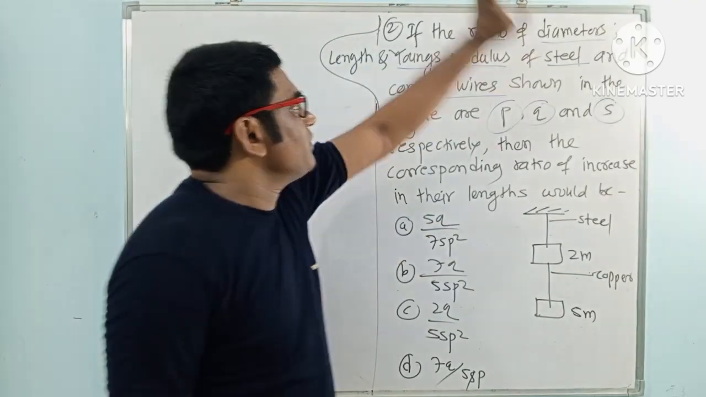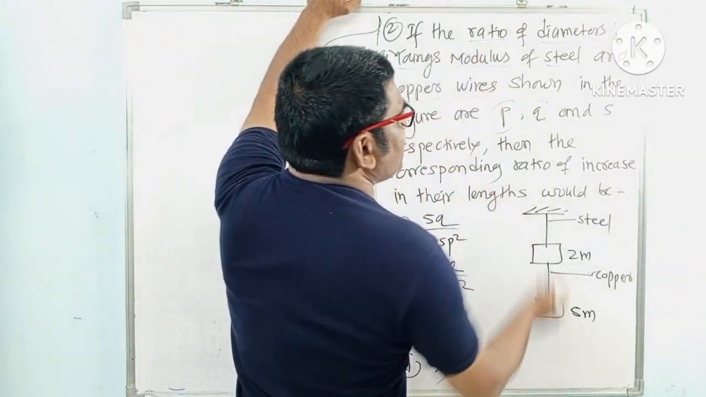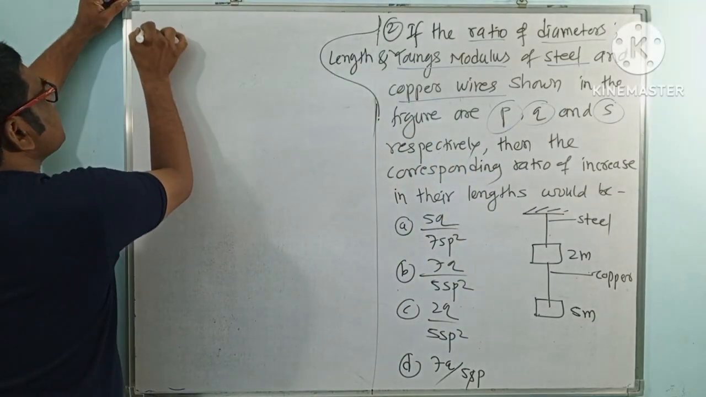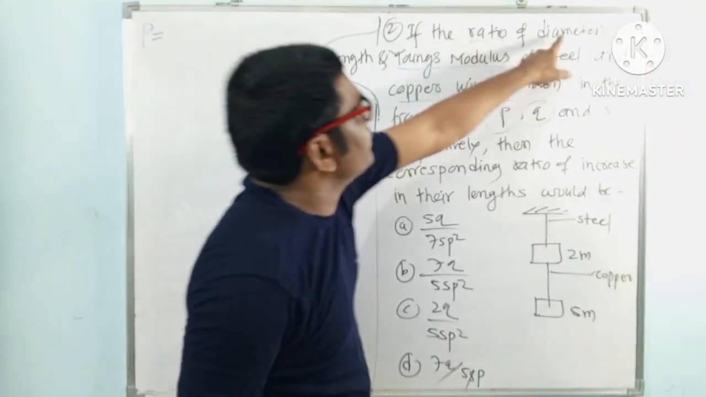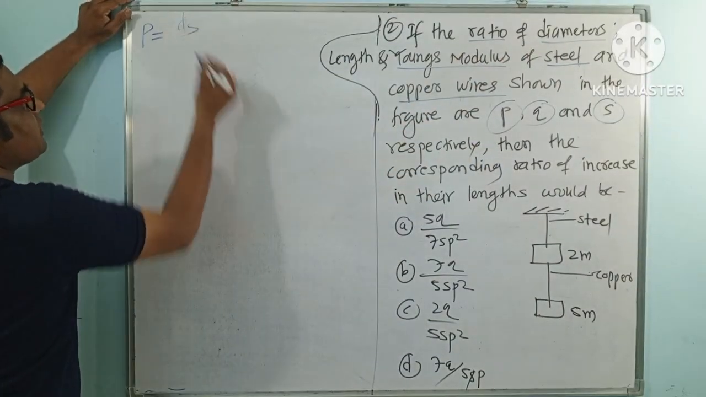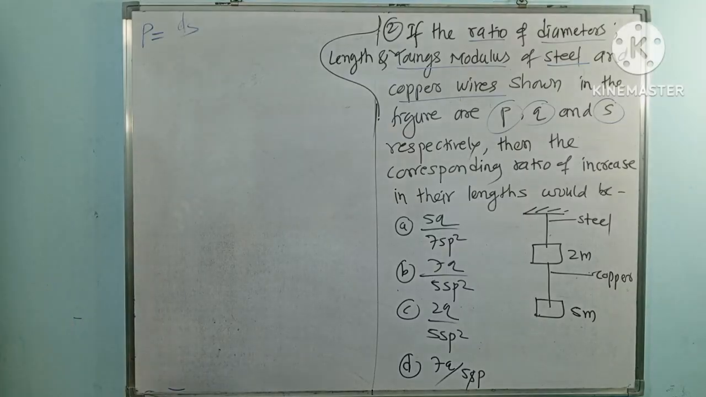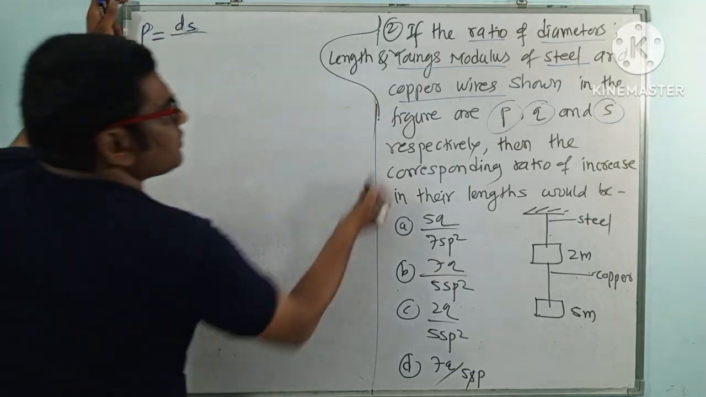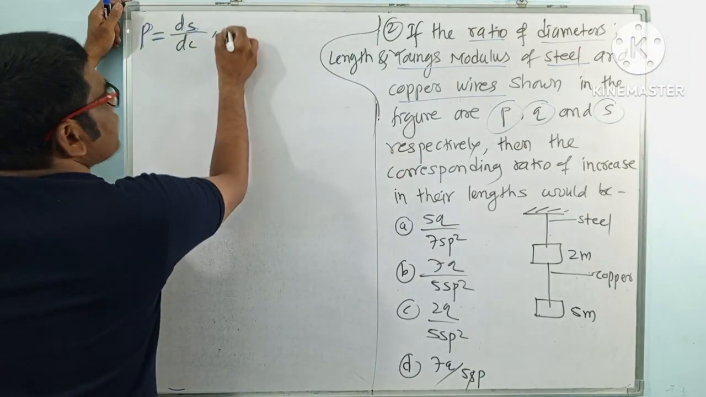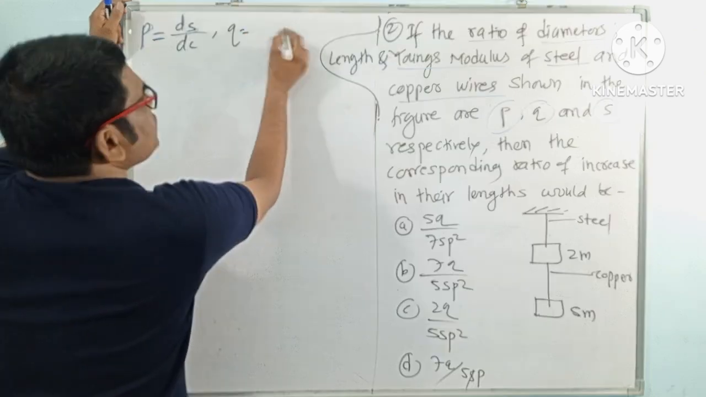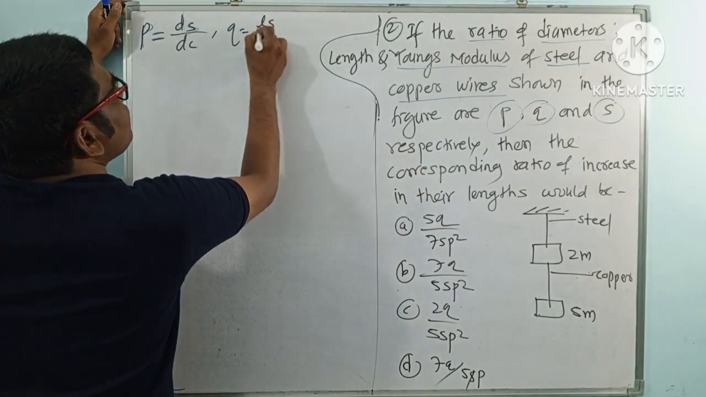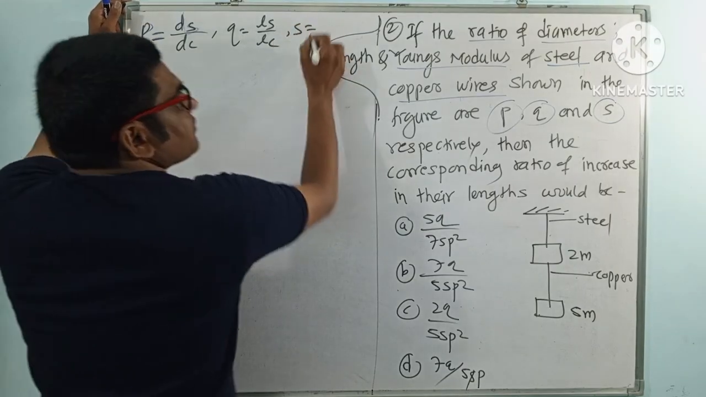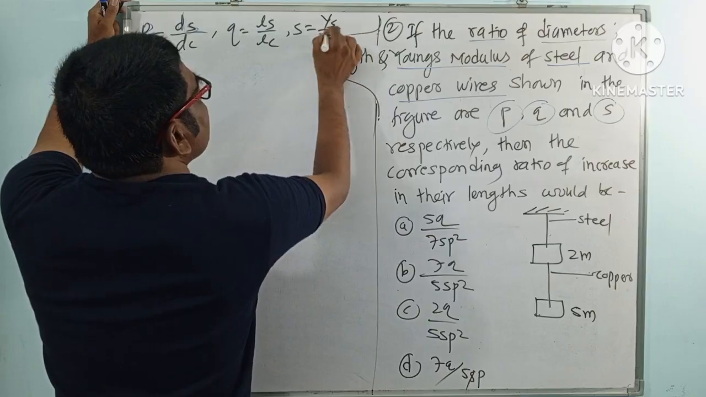So question number 2. The ratio of diameter, length and Young's modulus of steel and copper wire are given. Means P is what? P is the ratio of diameter, the diameter of steel to the diameter of copper. Then Q is what? Ratio of length, so length of steel to the length of copper. And S is what? Young's modulus of steel to Young's modulus of copper.